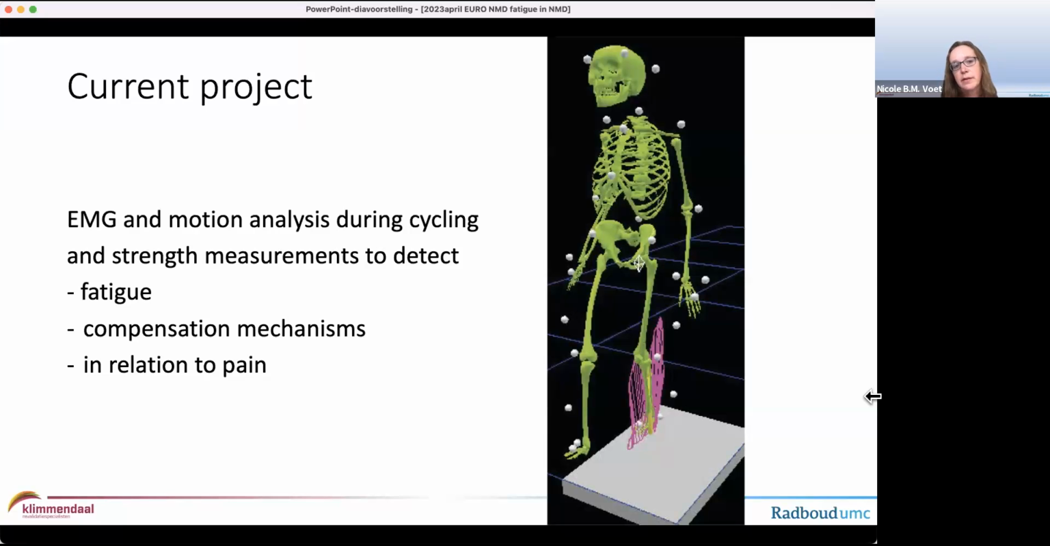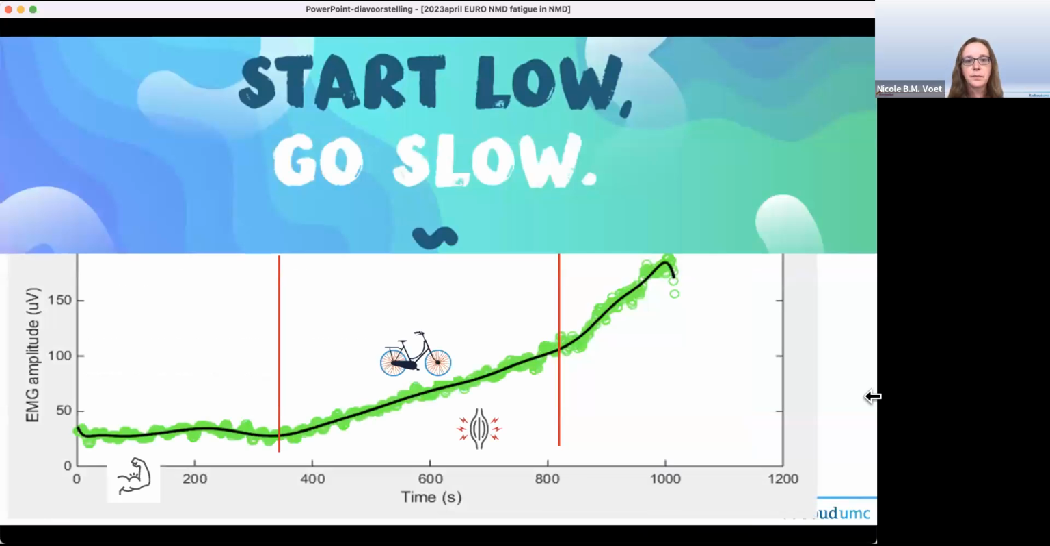And in my experience, pain complaints are often detected in the muscles that are relatively strong. Muscles that are relatively strong help the weak muscles in their movement. What we want to do is detect these compensation mechanisms and detect the timing when compensation mechanisms are not helpful anymore, but can lead to pain. So I hope that these measurements can help in decreasing fatigue and pain complaints.